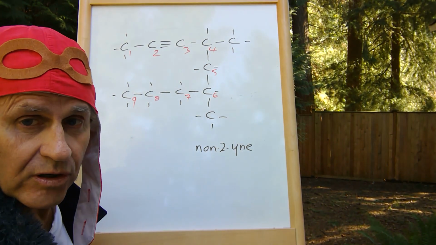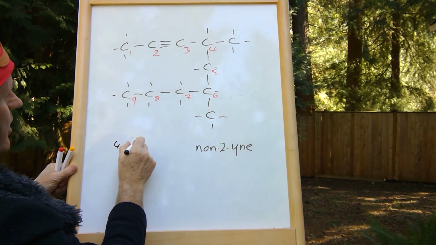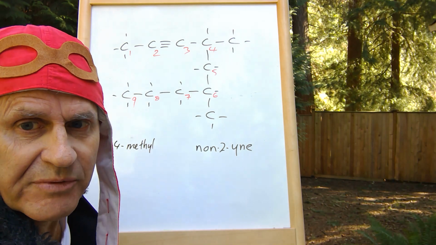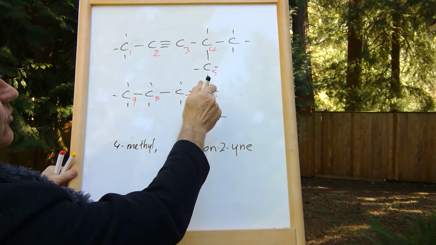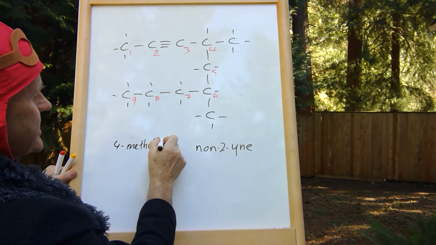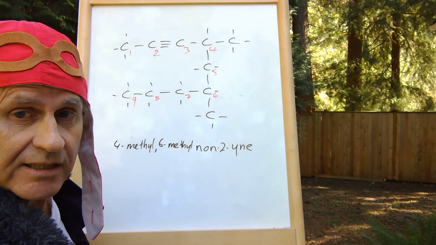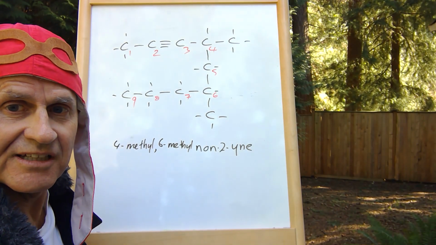To carbon 4, what have we got? We've got 1. There we go. 4-methyl. Or methyl if you come from that part of the world. And then let's have a look what happens here. We get 6, 7, 8, 9. Oh, there's a 6. And a methyl group is attached to that. We've got 2 methyl groups.